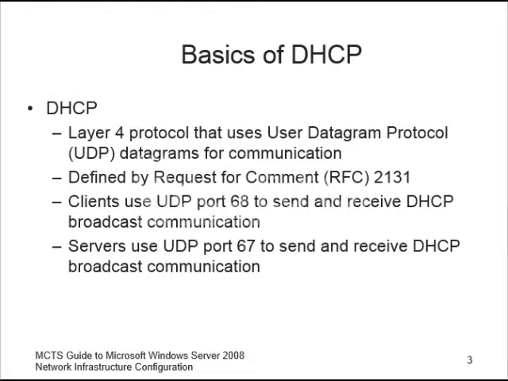DHCP is a layer 4 protocol that uses the User Datagram Protocol, or UDP for short. DHCP clients use UDP port 68 to send and receive DHCP broadcast communication, and use UDP port 67 to send and receive DHCP broadcast communication. Through this communication, a DHCP client and a DHCP server can provide each other with information necessary for allocating an IP address and configuration information to the client.